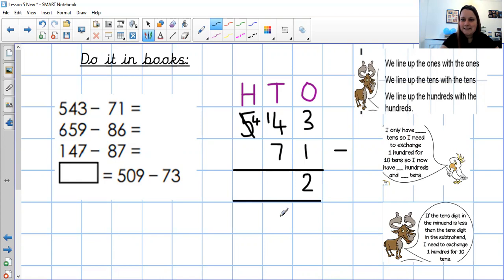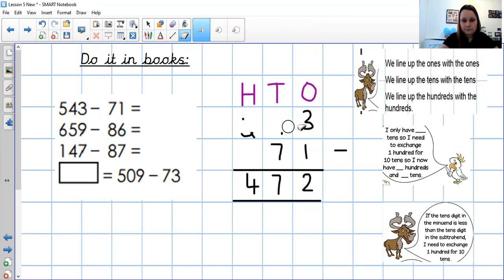So I've now got 14 tens. 14 tens subtract 7 tens. So the number fact 14 subtract 7. I know I'm going to be left with 7 tens. 400 subtract 0. I'm going to be left with 400. So the answer to the first question is 472. Okay, I'm going to get rid of that one. My rubber, and then we'll have a go at the second calculation.